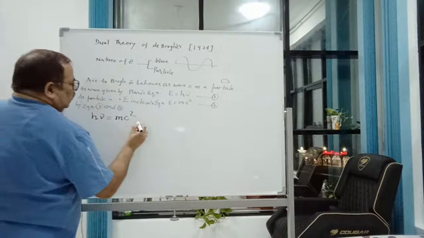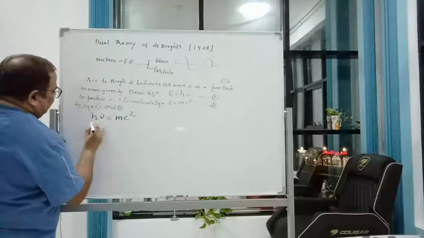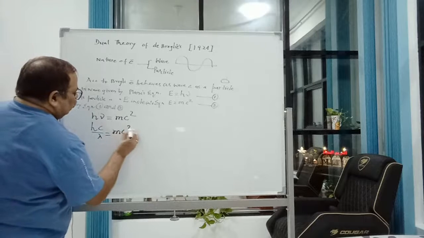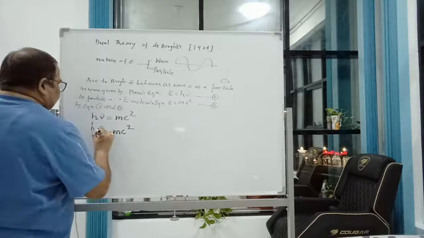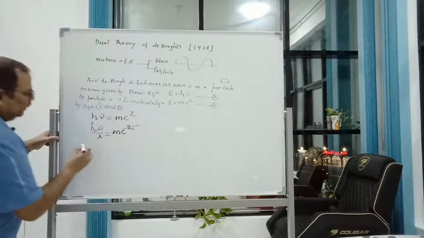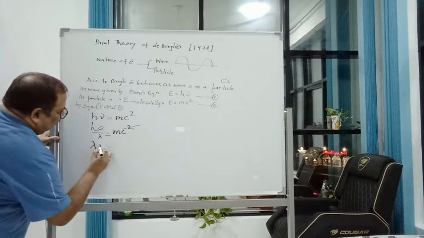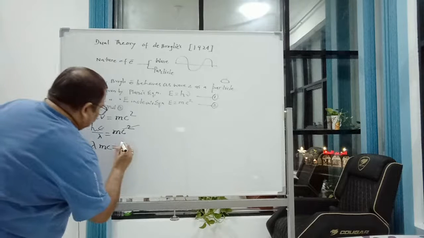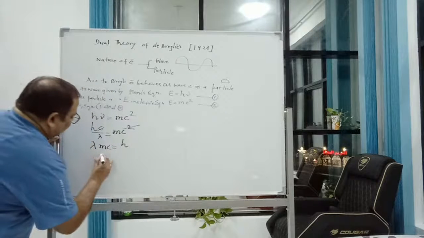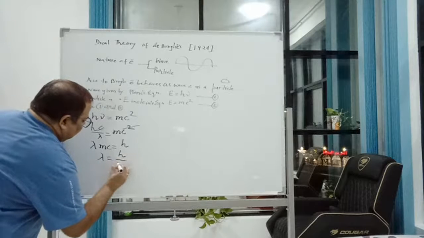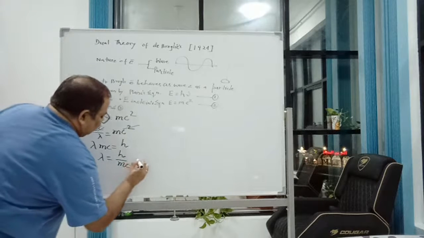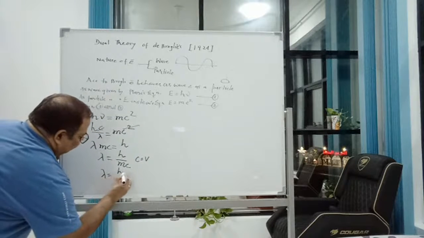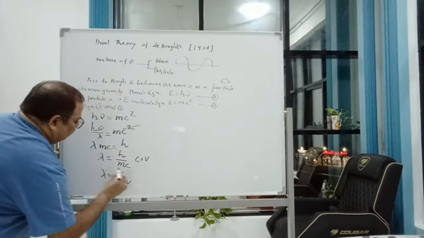Now, nu equal to c by lambda, so h c by lambda equal to mc square. Now you see, c and c will be cancelled. Lambda mc equal to h, then lambda equal to h upon mc. c may be considered as v, so lambda equal to h upon mv.